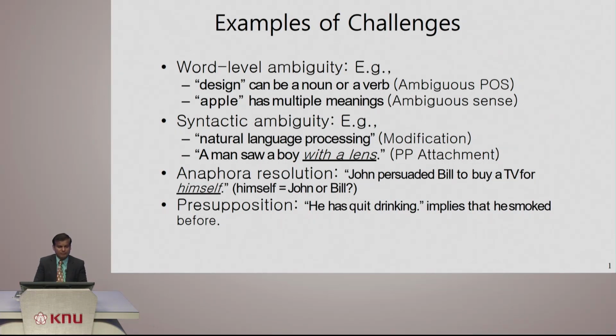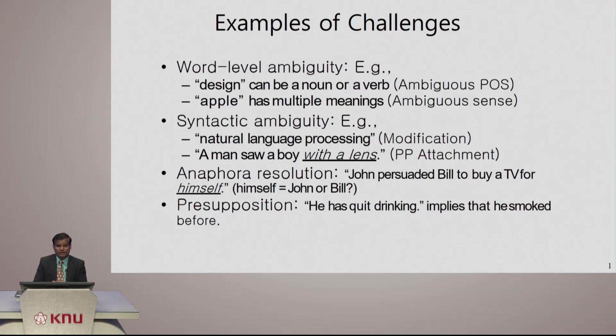So when we retrieve the information using the data mining process, it's not easy for us to fully comprehend the use of it. For example, the word apple can have many ambiguities. Apple as a fruit, for example, apple as a company name, and design can also have many ambiguities. For example, you look at the sentence, a man saw a boy with a lens.